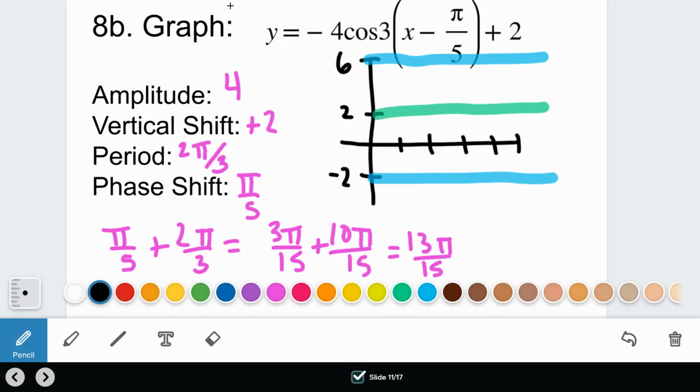We are going to be starting at pi/5, and we're going to be ending at 13 pi/15, where that last mark is. And this is a negative cosine, so negative cosine is going to start at the low, end at the low. Halfway in between is going to be our high, and in between those are going to be our zeros. And let me just get this a little smaller. And then this is going to be our cosine.